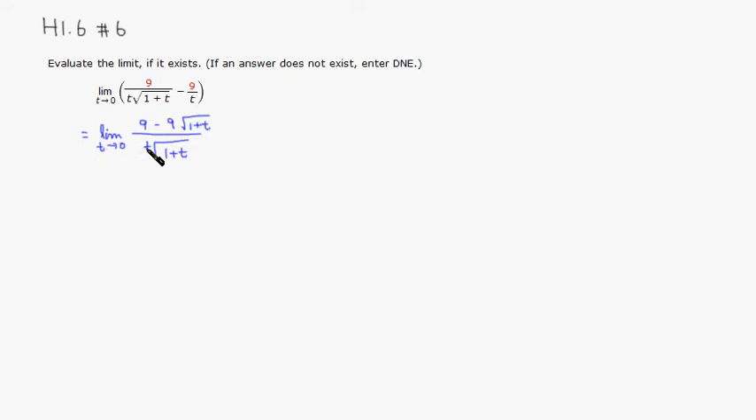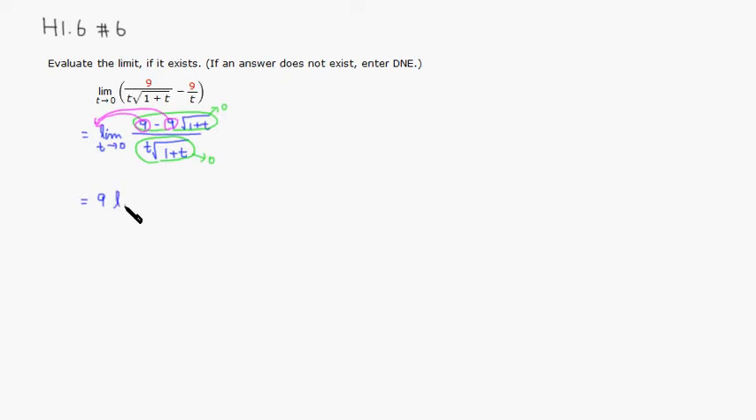So this is the quotient. You can see that the denominator goes to 0, and the numerator also goes to 0, so you have a 0 over 0 situation here. First thing would be, since you have 9 here, I'm just going to factor 9 out and put it in front of the limit. So you would have 9 here.